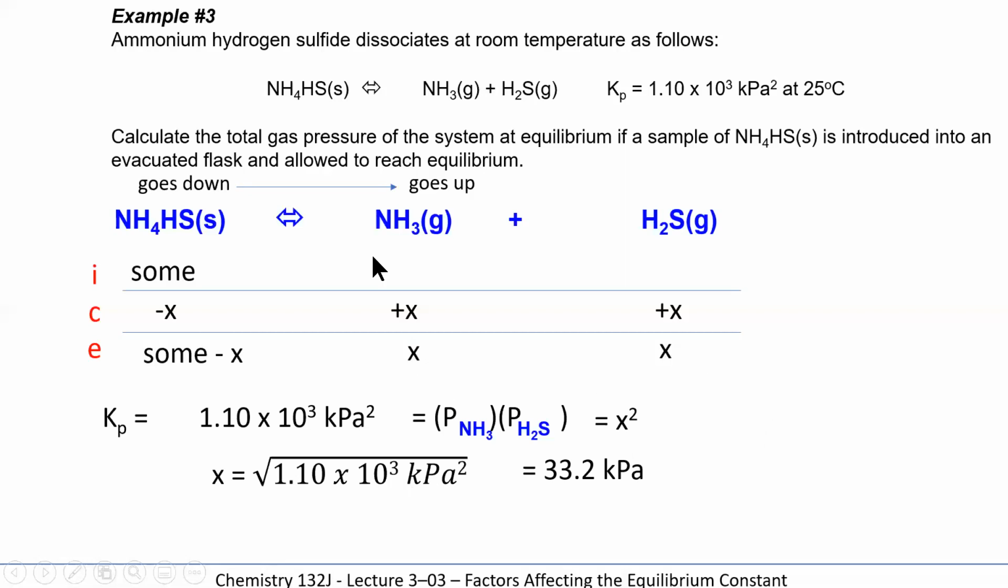But notice we're asked to calculate the total gas pressure in the system. There's two gases in here, and both are x. So to get the total pressure, we are going to take x, multiply it by 2. So 2x is equal to 2 times 33.2, which is 66.4 kilopascals, the total pressure.